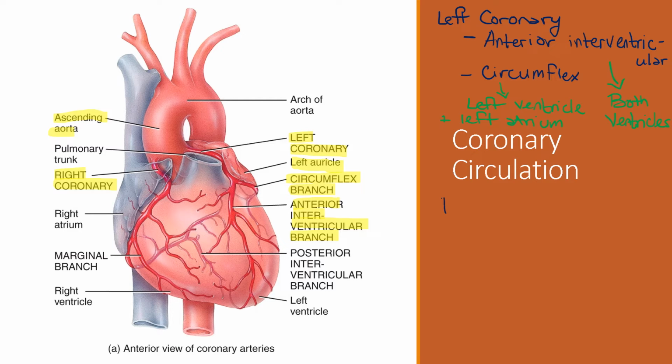Next, the right coronary artery. This supplies small branches to the right atrium. So you can see this here. Now, it continues inferior to the right auricle, and ultimately it divides into the posterior interventricular and marginal branches. So we have the posterior interventricular branch and the marginal branch here.